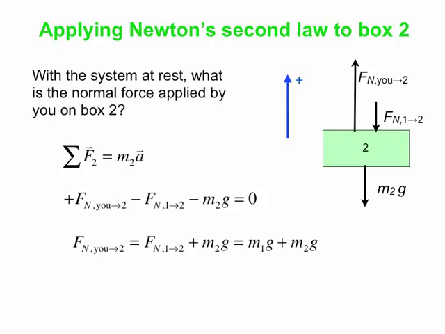Now, from the previous screen, we learned that Fn 2 on 1 has a magnitude of m1g. By Newton's third law, Fn 1 on 2 must have the same magnitude, so it must also have a magnitude of m1g. So the normal force applied by u on box number 2 is m1g plus m2g. Note that if you were to calculate this, you would use g as a positive quantity. We've already got its direction built into the equations, so when you put a value in for g, it is a positive value.